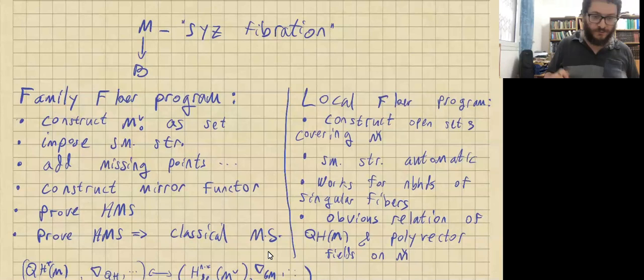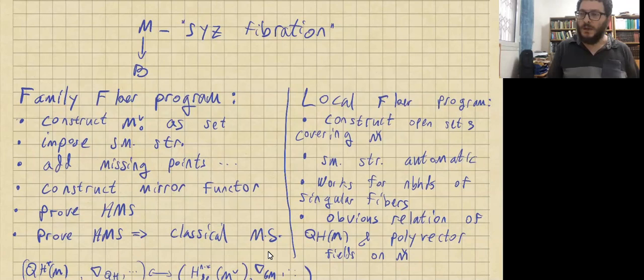So the family Floer program, basically the way it works, you start with an SYZ fibration, then you construct a mirror by constructing the points of the mirror. And then you impose a smooth structure. By contrast, the local Floer program, which I will be discussing at length, starts by constructing open sets. So the open sets, they come automatically with a smooth structure. And that has some advantages. For example, when talking about singular fibers. That's one thing. So this contrast between points versus open sets.